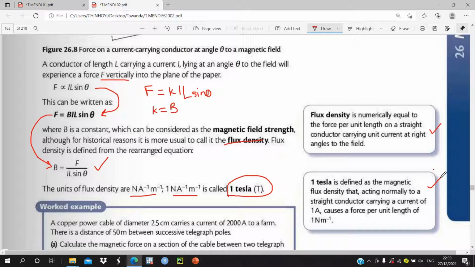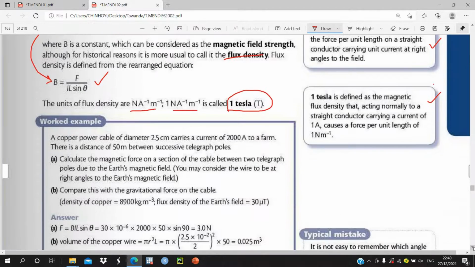Maybe you can pause this video and write down your definition if you are to define flux density. And if you are to define a Tesla, what is a Tesla? It is defined as the magnetic flux density that, acting normally to a straight conductor carrying a current of 1 amp, causes a force per unit length of 1 Newton per meter. Right, we have this worked example.